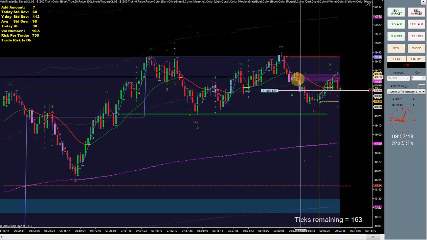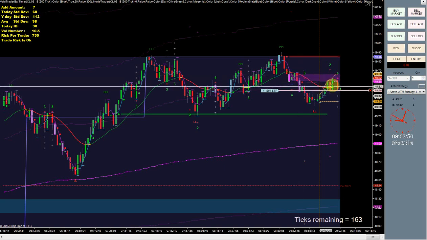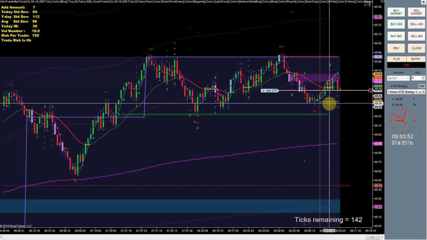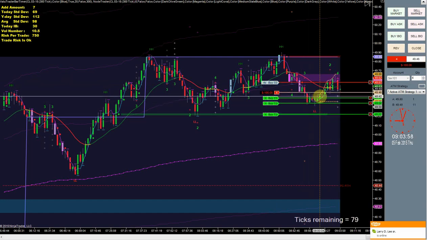We did have this selling zone right here. Market came up into it and reversed. Order filled. Alright, looks like we took a tick of slippage.